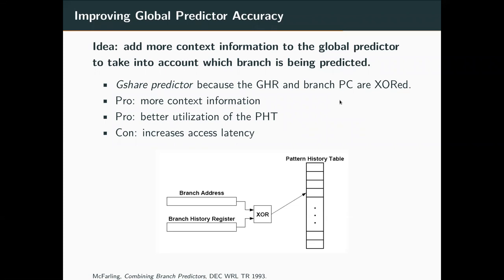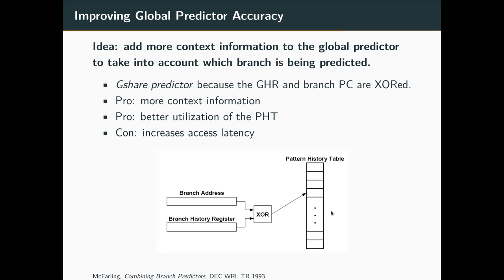This has more context information and probably is going to distribute out our pattern history table a little bit more as far as utilization, because we have an extra hash effectively to distribute. And we all know that the better the hash, the better utilization we get of a hash table, which is effectively what this pattern history table is, except it's not fancy like real software hash tables, because this is hardware.